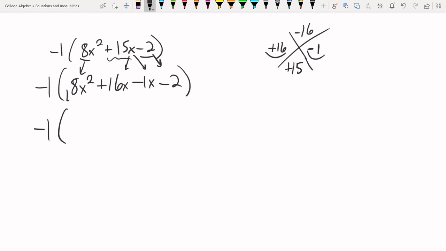Now we will take out the greatest common factor out of the first two, and out of the second two. Let me use some different colors here to make it a little bit clearer. So what can I take out of 8x squared and 16x? I can take out a 2x. That leaves me with, let's see, 4x plus 8. Okay. What can I take out of these two terms? Because this right here is a negative, I'm going to take out a negative. And the only thing I can take out is a 1, so I'm going to take out a negative 1.